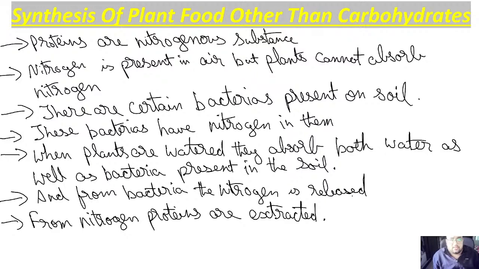I'll tell it again. Plants usually get carbohydrates as nutrition during photosynthesis, but apart from that nutrition, they also want proteins. How the proteins are taken as nutrition by them is what I have explained to you right now. Nitrogenous substance.